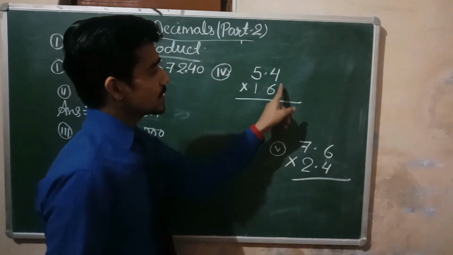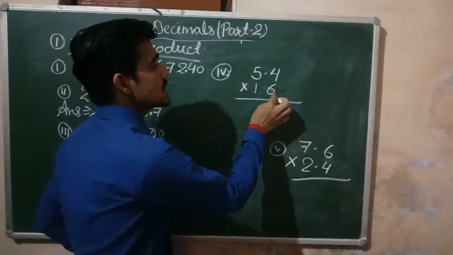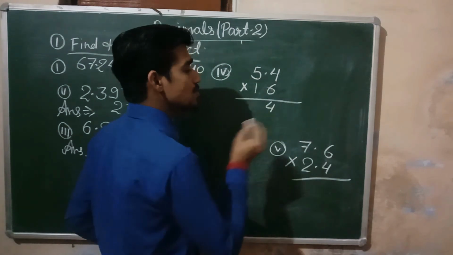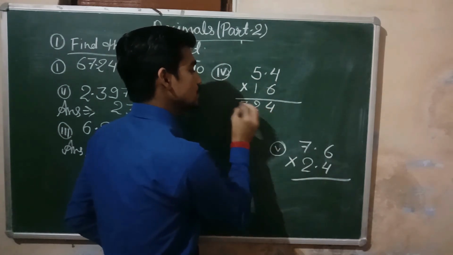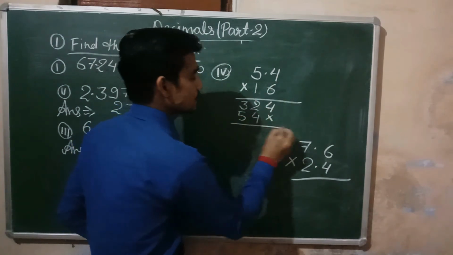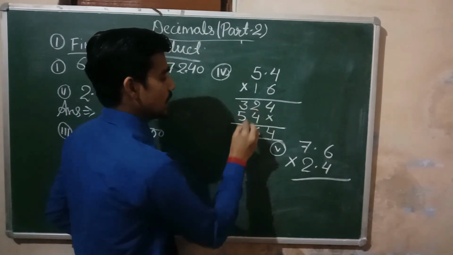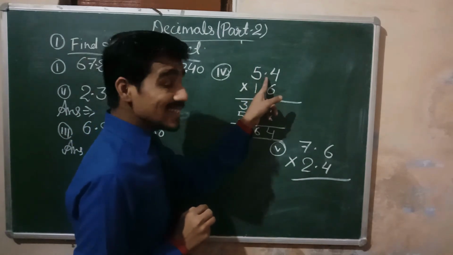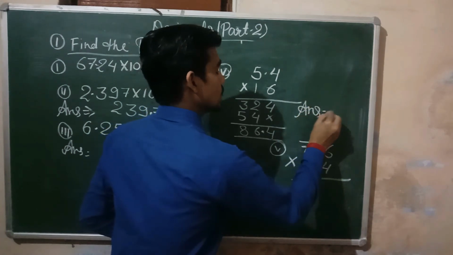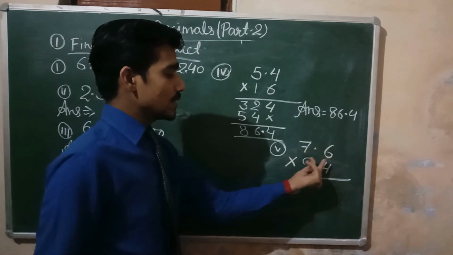Firstly multiply by 6 both numbers, and again multiply by 1 both numbers. Look at here. 6 times 4 is 24, carry 2. 6 times 5 is 30, 30 plus 2 is 32. Multiply 4 and here 5. 4, 6, and 8. Clear student? Here 1 digit after the decimal, that's why you will put the decimal here. Mean your answer is 86.4. Clear?